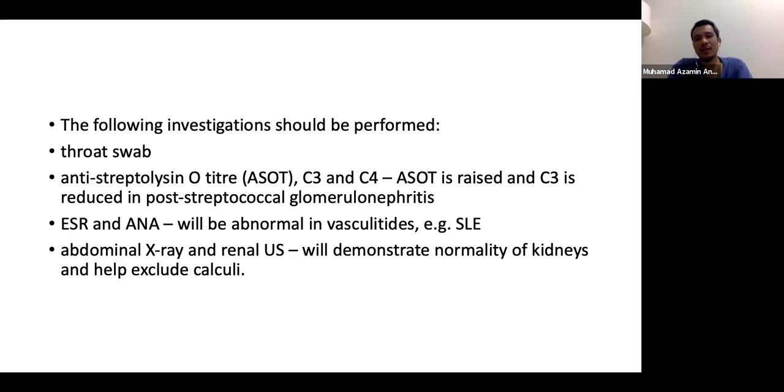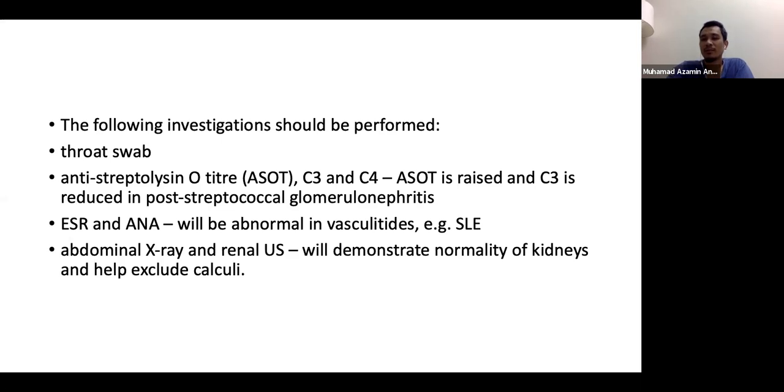So if the ASOT is normal when you do the test at presentation of the hematuria, then what you want to do is repeat the ASOT again in 2 weeks' time, because sometimes when you do it too early, the ASOT level is probably not raised yet. So if you repeat it after 2 weeks, then you can see the rise of the ASOT titer. However, ASOT negative or normal levels in glomerulonephritis does not rule out post-strep. So you can still put it down as post-strep glomerulonephritis even though the ASOT is normal.